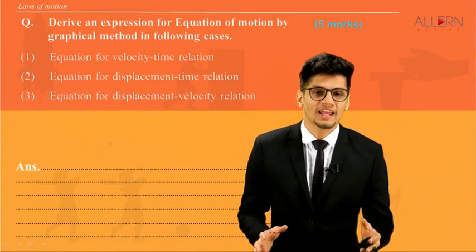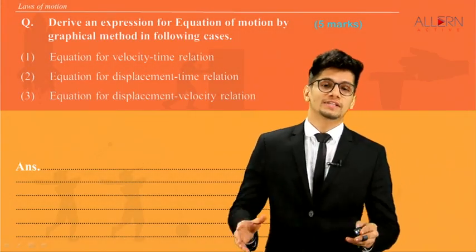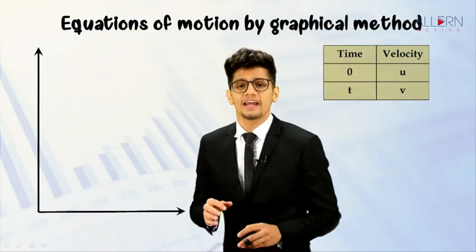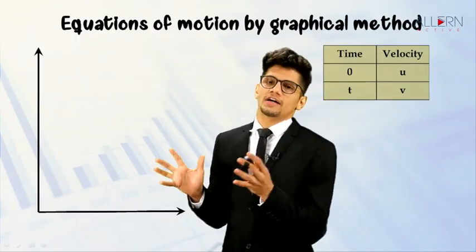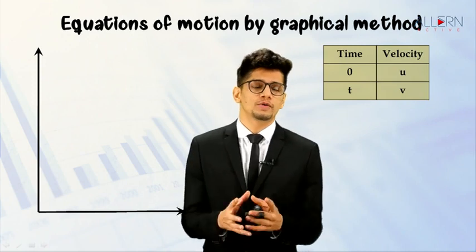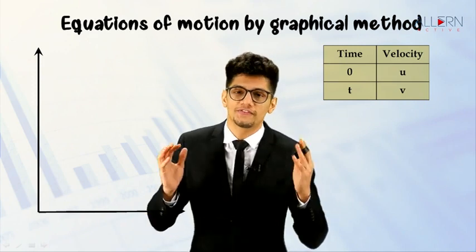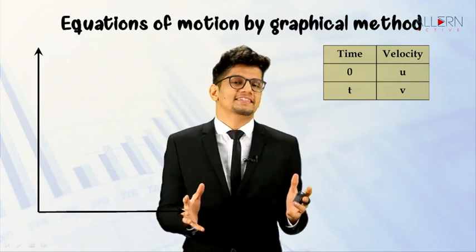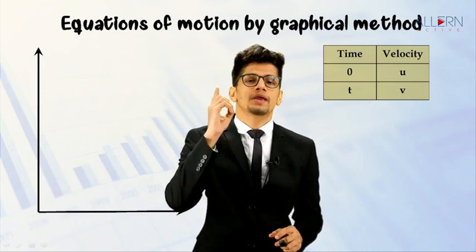So here we have to derive all the three equations of motion using the graphical method. That means we have to first of all have a graph with us. Now the first thing that we need to keep in mind is that here the motion of the object is in uniform acceleration and the object is moving in a straight line.